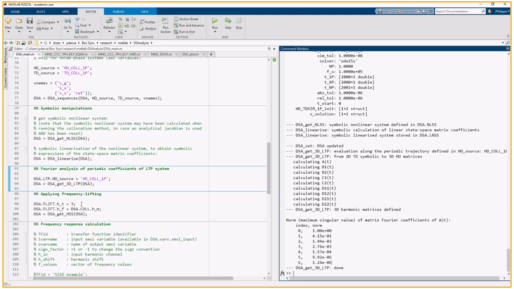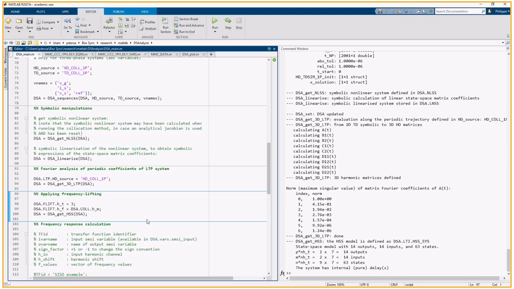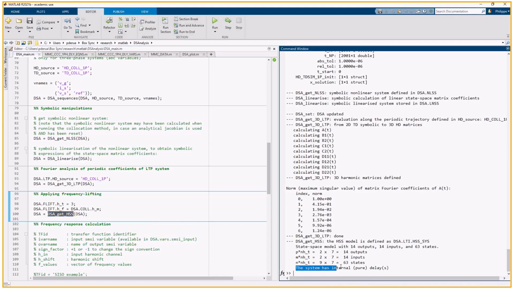Now we can apply frequency lifting. Again, I could set this to a bigger value, but I can keep it low just so the calculations go super fast for this particular system. I get harmonic state space. Naturally, this is a delayed system. The system has internal pure delays. So despite the name, this is a delay harmonic state space.